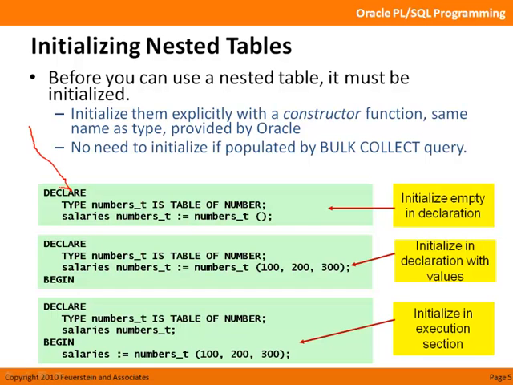I declare a nested table type called numbers_t. It's a table of numbers. Then I declare a variable called salaries, which is a nested table based on the numbers_t type. And then right inside my declaration, I can also initialize it with a call to a constructor function of the very same name. And I can provide a list of values if I want to, or just nothing. And it will initialize, in this case, a null or empty list.